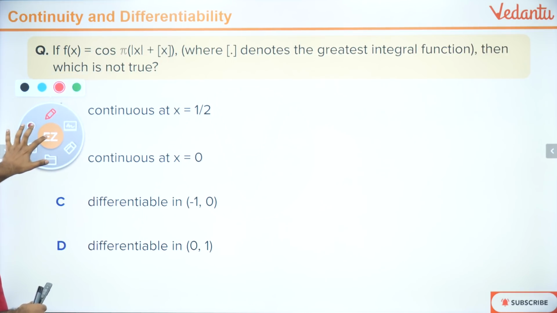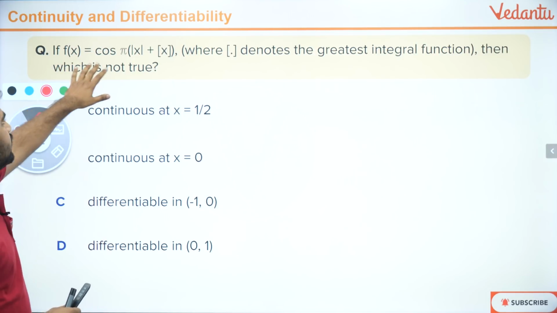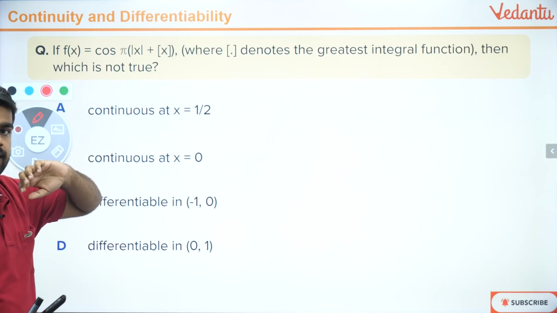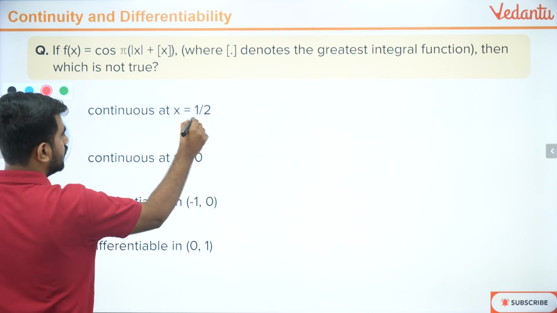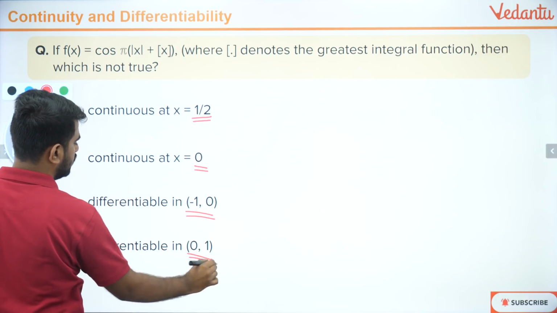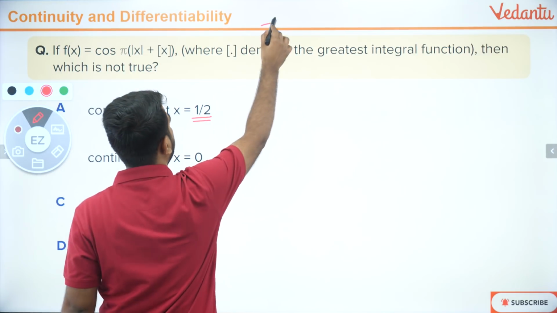So first thing what I do is I have a function f of x and it is equal to cos of pi times mod x plus gif of x. Isn't that correct? And look at all the options. Your options are half, 0, minus 1 to 0, 0 to 1. So what I'll do is I'll restrict my interval from minus 1 to 1.